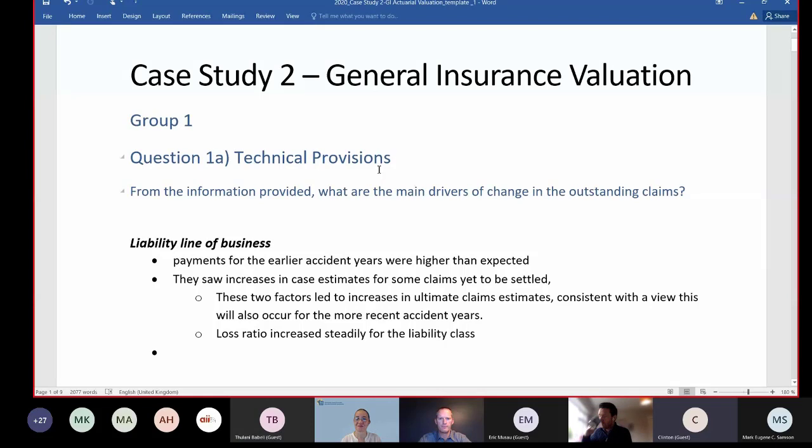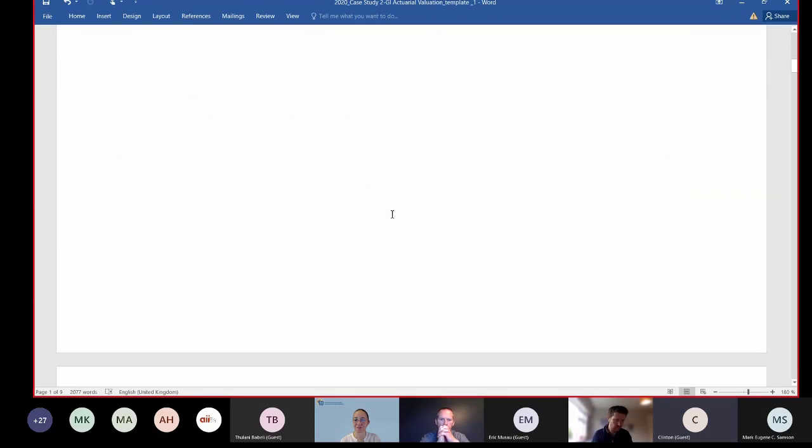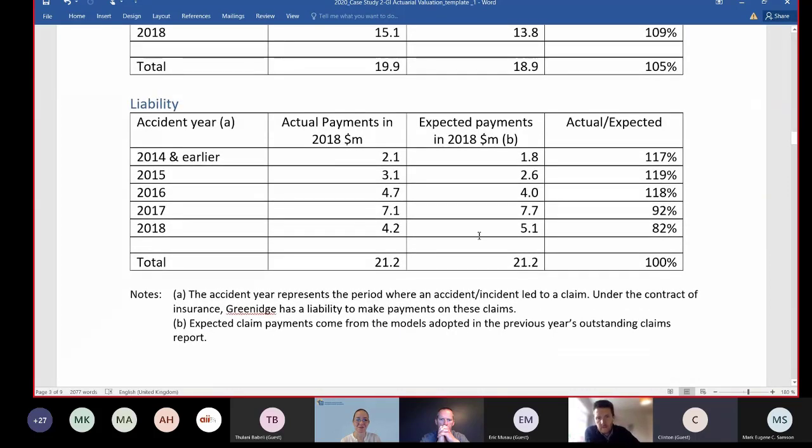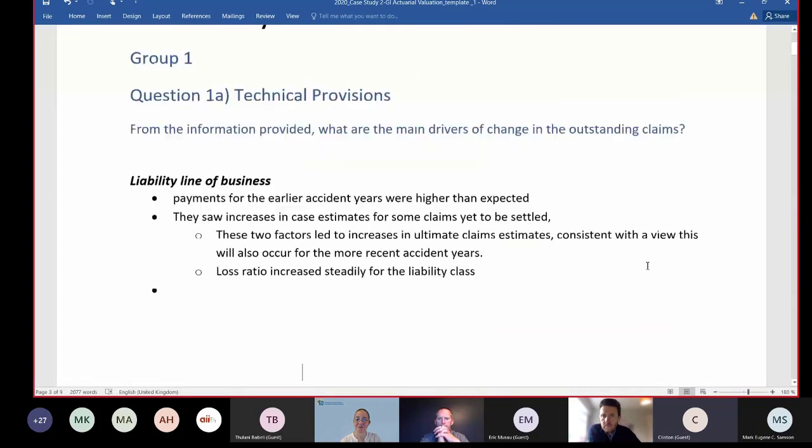Okay, so we were able to look at some of the drivers of the change in outstanding claims for the liability line of business. We established that the payments for earlier accident years were higher than expected for the liability line of business, and this was evident in the progression through the years. In the earlier years, they were paying more than they actually expected. So they did 117%, 119, 118, but somewhere along the line, it fell into place. And taking into consideration the past 5 years, they had paid exactly what they expected. So that was the first point.